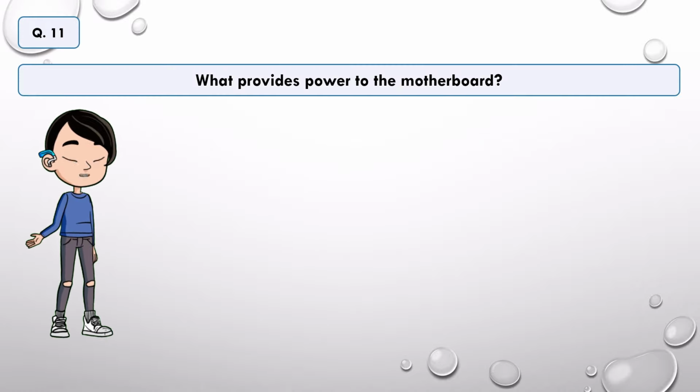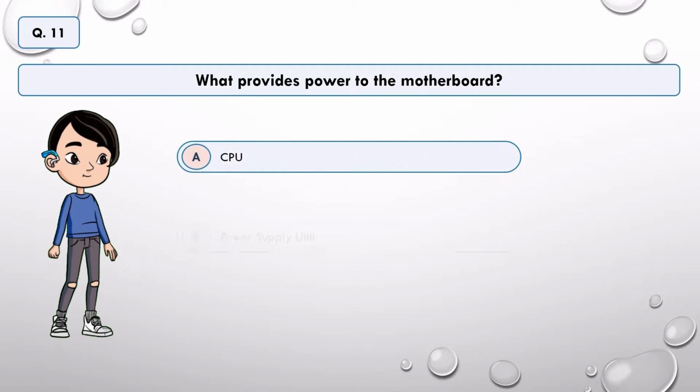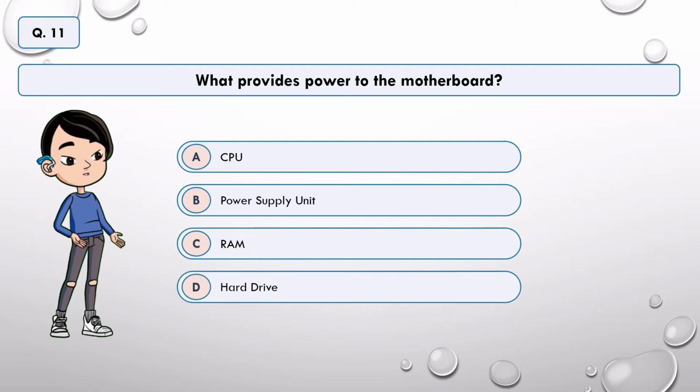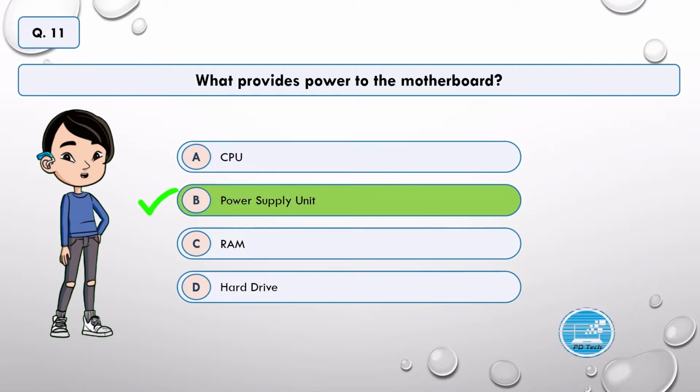Question 11. What provides power to the motherboard? Options are A. CPU, B. Power supply unit, C. RAM, D. Hard drive. Answer is power supply unit.